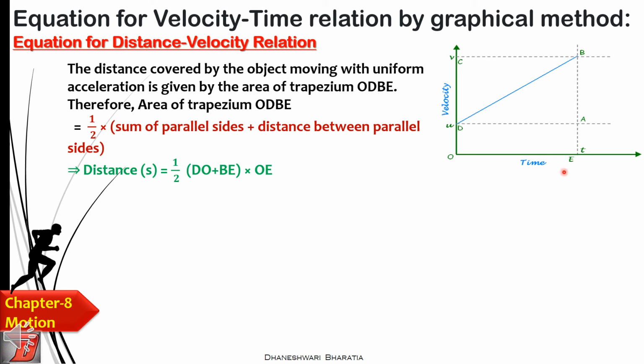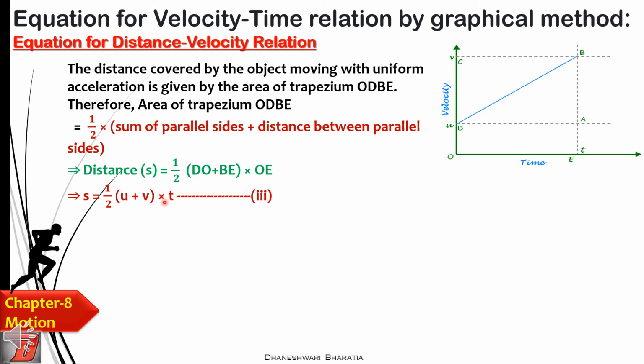What is the value of BE? It is equal to OC. What is OC? It is V. So it will become U plus V. And what is OE? It is T. Isn't it? Have a look at this. Did you understand where U plus V came from? Did you understand where T came from?